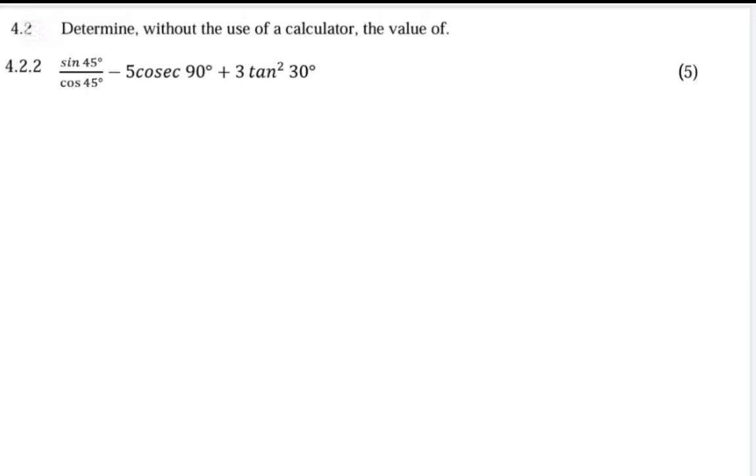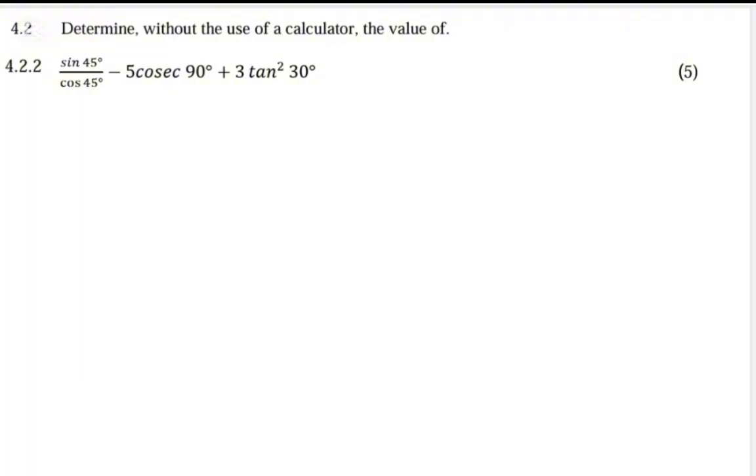So question 4.2, determine without the use of a calculator. What you must avoid here is to take your calculator and punch all this. You're not going to get marks. This is a 5 marks question. You need to be very, very careful. Remember, 45 and 30, these are the special angles. You are allowed to punch them in your calculator, or you use that kind of triangle that your teacher has taught you. But for my students, I always tell them, use a calculator whenever you see a special angle.